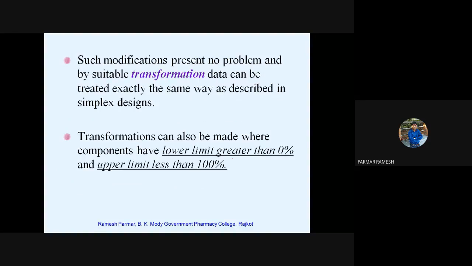So such modifications present no problem, and by suitable transformation the data can be treated exactly the same way as described in the simplex lattice. If it is possible to transform them in a simple way, we can utilize them. The lower limit is assigned the value 0% and the upper limit is assigned the value 100%. For example, if I am using an excipient at 2% and 10%, I assign 2% as 0 and 10% as 1, if it is feasible.